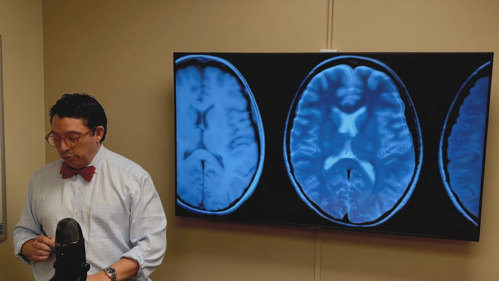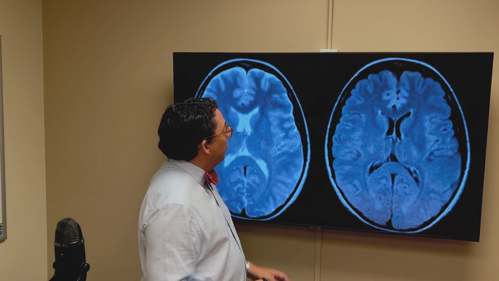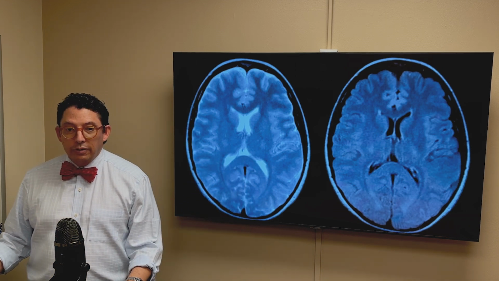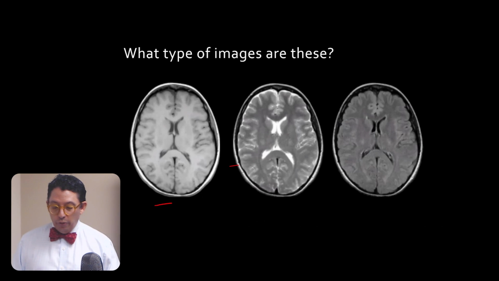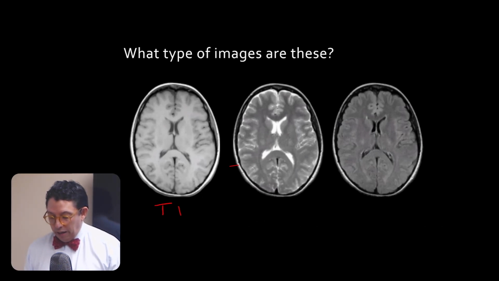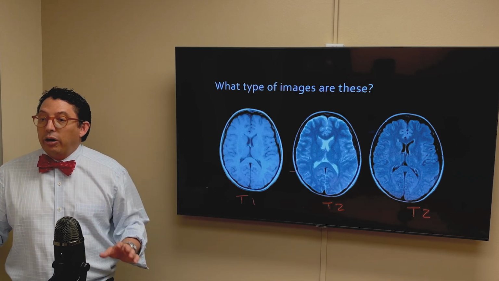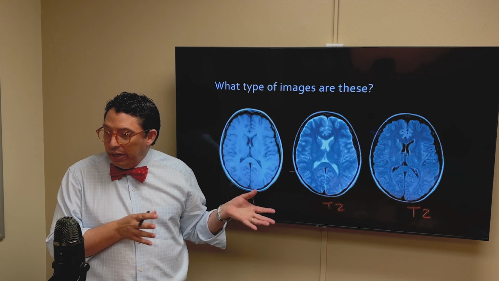But then we have these two right here. And here's a trick. Both of them have dark white matter. That doesn't make any sense. So I had told you that if the white matter is bright, it's a T1. If the white matter is dark, it's a T2. So we have a T1 and two T2s. I had also told you that if the water was bright, it's a slam dunk T2. You don't have to do anything else.